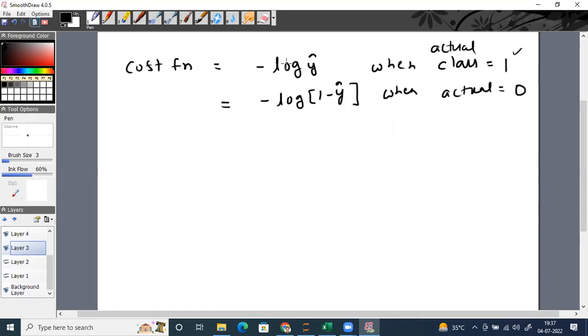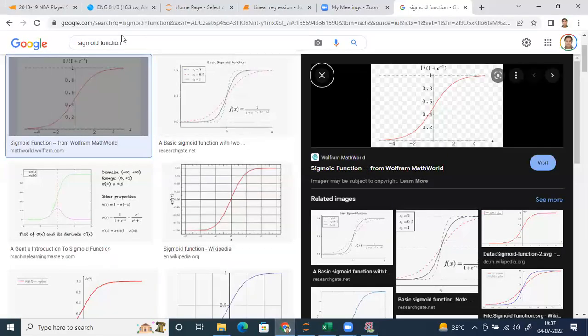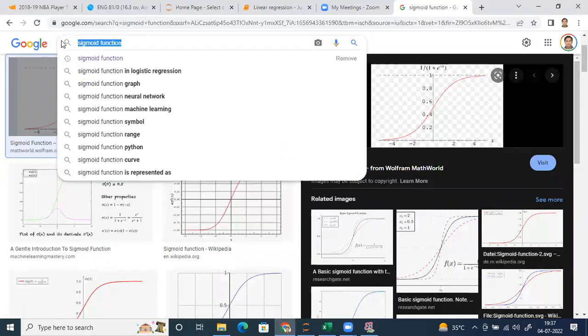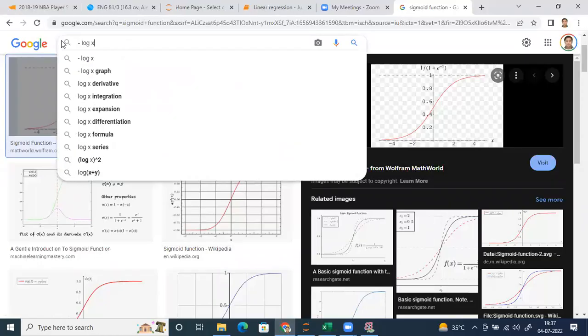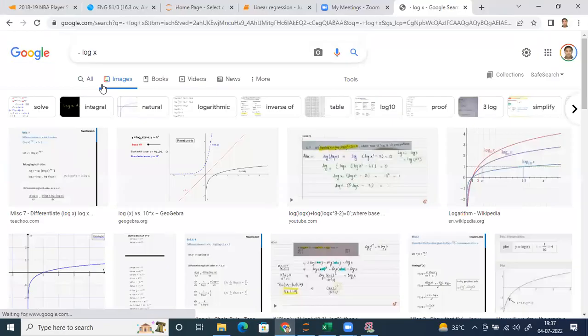So when actual class is 1, this is your cost function, minus log of y hat. And when actual class is 0, it is minus log of 1 minus y hat. You may ask, sir, why this log has been chosen? It doesn't give me an intuition, everyone. Just see the graph of log. You will understand everything. Let me show you here a graph of minus log x, something like this.